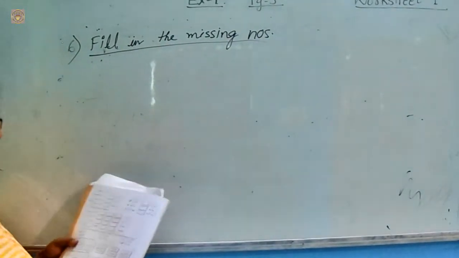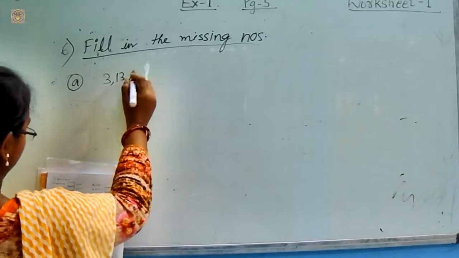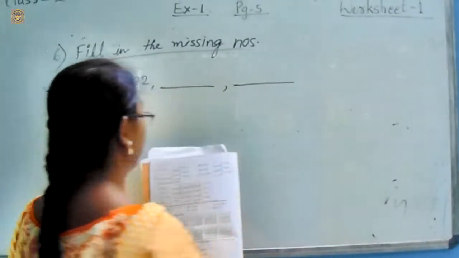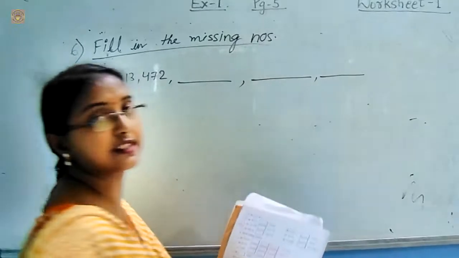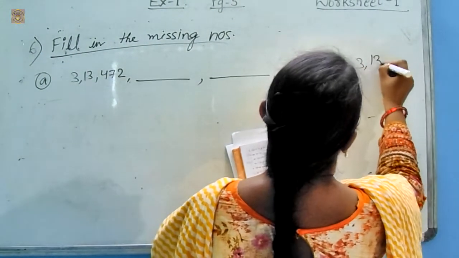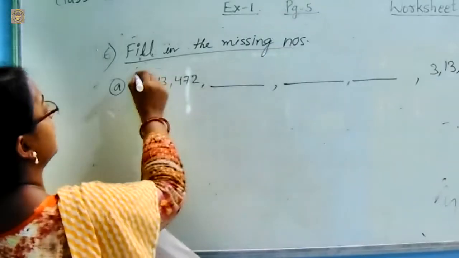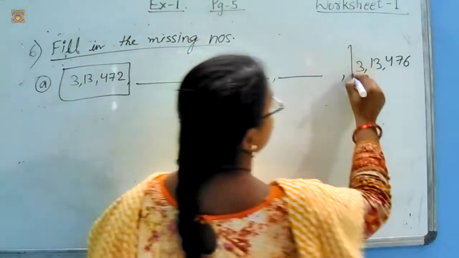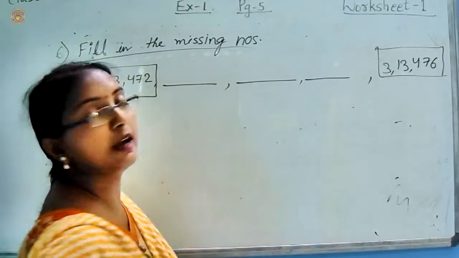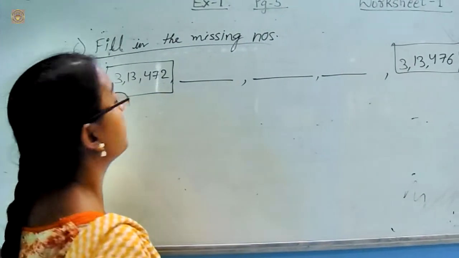Fill in the missing numbers. Suppose one number is given, 3, 1, 3, 4, 7, 2, and you have 3 vacant places, and after that one other number is given. Another number is given: it is the prior and it is the later number. So we have 3 vacant places and we have to put the successive numbers by understanding the manner, the processing system.